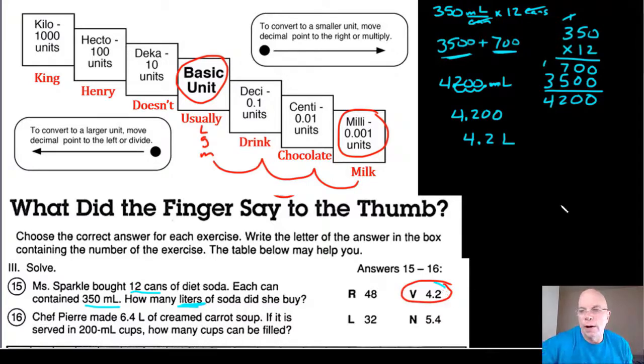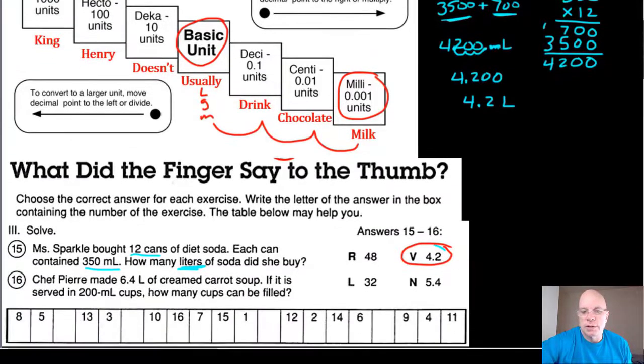And then you're never required to do the puzzle. If you're interested in the puzzle, you would put a V underneath the 15. All you're required to do for me is show your work clearly, and I should have numbered the problem. So when we go over these, when I'm checking my work, if I didn't do the puzzle, I can just refer to my answer here. I'm going to ask you to do 16 during the pause, but let's read it first. Chef Pierre made 6 4/10 liters of creamed carrot soup. If it is served in 200 milliliter cups, how many cups can be filled? Try that one during the pause and then come back and see how you did.